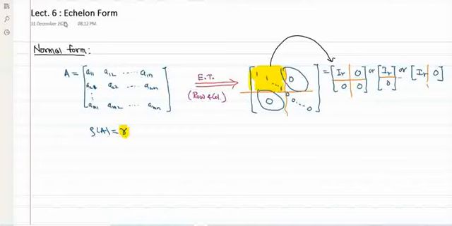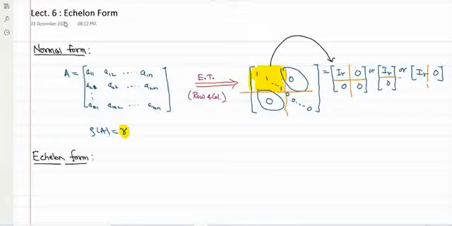It is also called the first canonical form. Now the next one is the echelon form. Remember, what is the difference? Echelon form, which is also called the second canonical form, is used to identify the rank of the matrix. So actually 50% of the work is less.